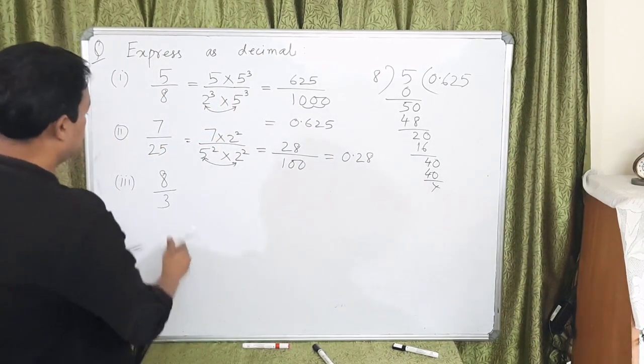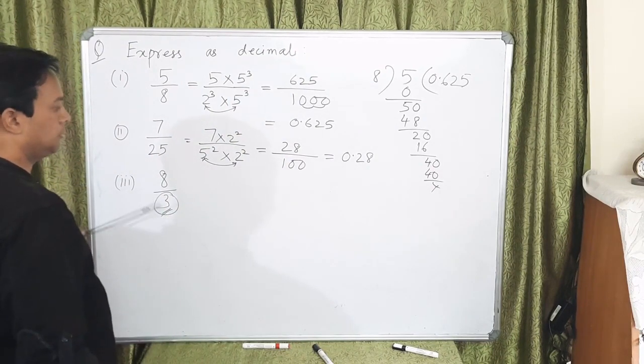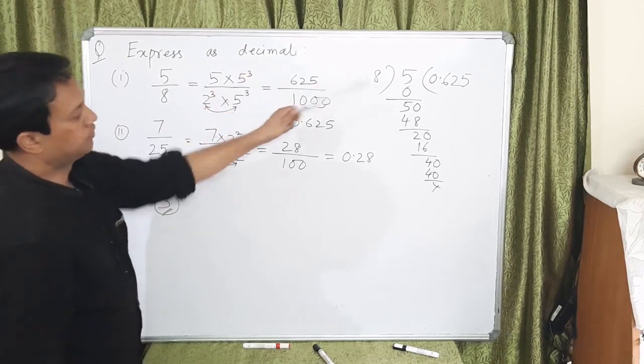Now if it is non-terminating, looking at the denominator, we know it will be a non-terminating repeating decimal. So for a non-terminating repeating decimal, we cannot do it this way. We have to divide and get it.